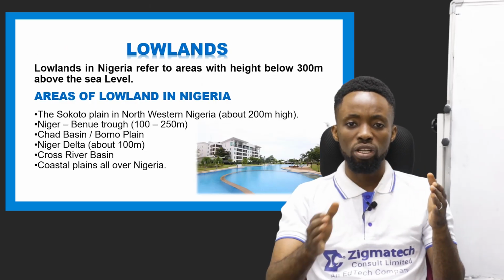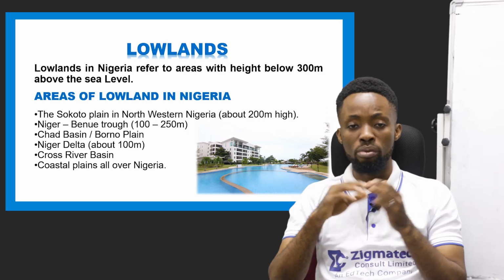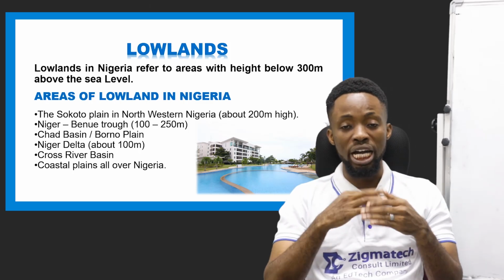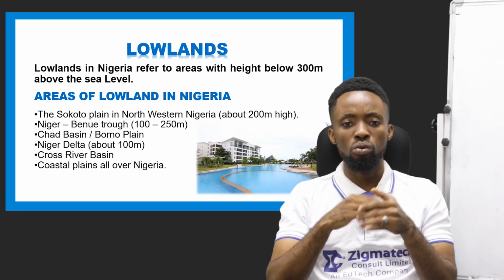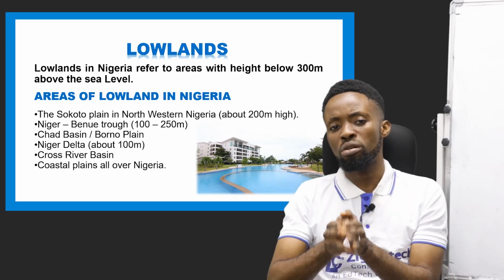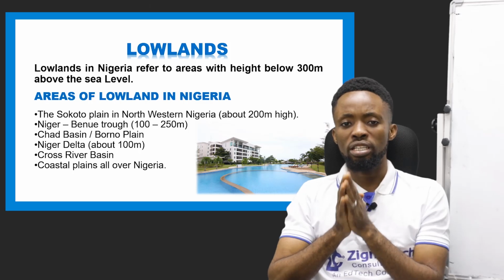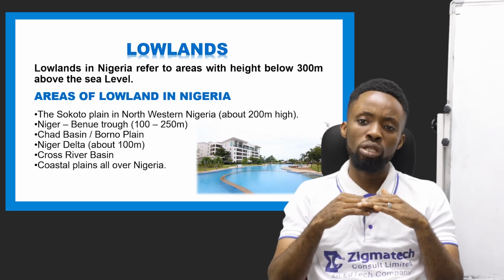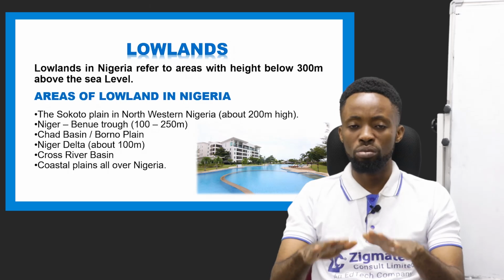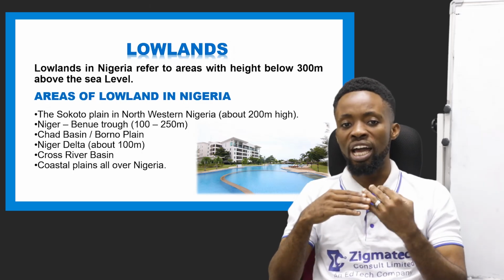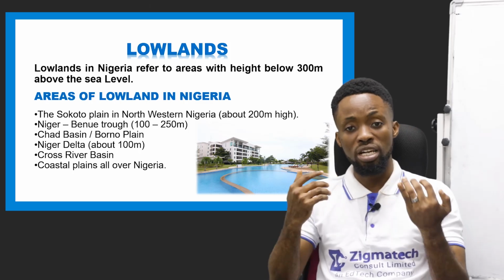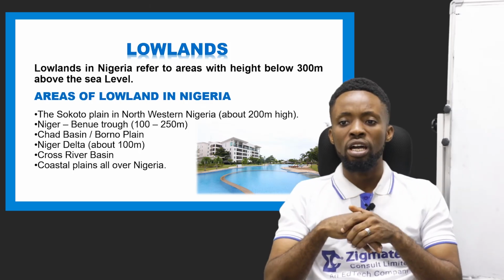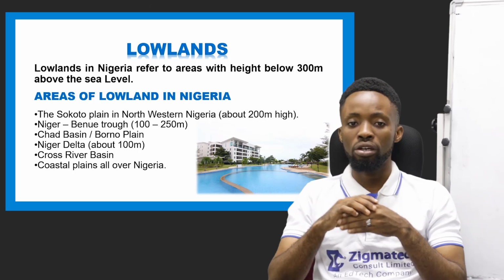Now, let's look at the lowlands. Remember I told you that the relief of a place can be high or low. So the lowlands in Nigeria. When we talk about the lowlands, we are basically talking about places in Nigeria that are below 300 meters from the sea level. So any height of land that ranges from 0 to 300 meters is actually a lowland area.